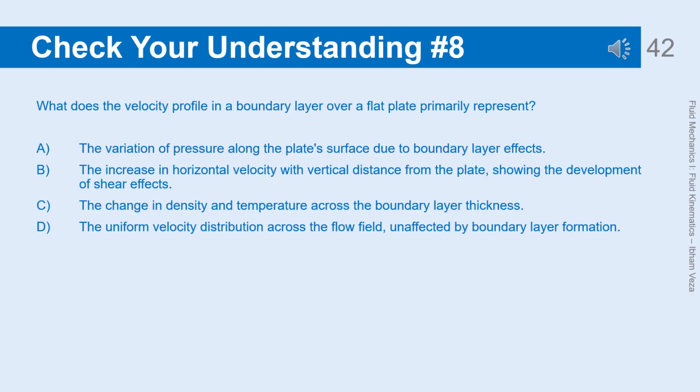Explanation of incorrect options. Option A. The velocity profile does not directly represent pressure variation. It specifically shows velocity changes due to shear effects and boundary layer growth. Option C. Density and temperature changes are not the focus of velocity profiles in boundary layers, which highlight velocity gradients and shear effects instead. Option D. The boundary layer introduces non-uniform velocity distribution near the plate, making this option incorrect. Uniform velocity only occurs far from the plate, outside the boundary layer.